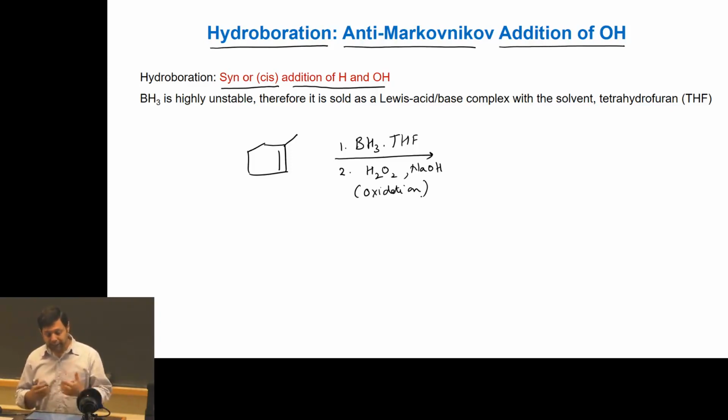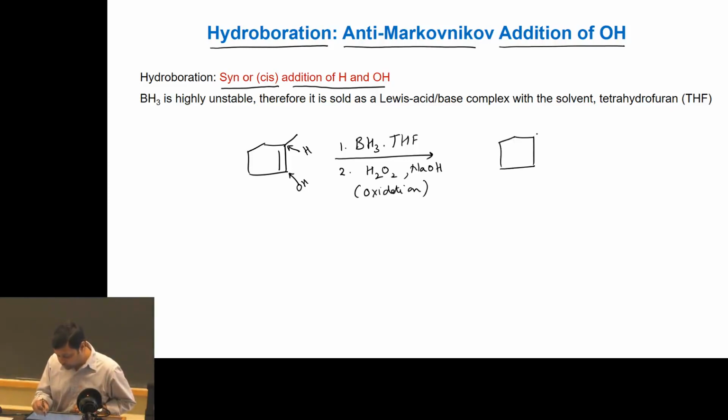All right. And as I said, it is a syn addition of H and OH. OH goes to the less substituted carbon of the double bond. Hydrogen goes to the more substituted carbon of the double bond. All right. It's an anti-Markovnikov product. So if I put H down, I also have to put OH down. Syn addition, both on the same side. If H is down, the CH3 group would be on the top. That is one product you will get. The other product you will get is the H and OH up.